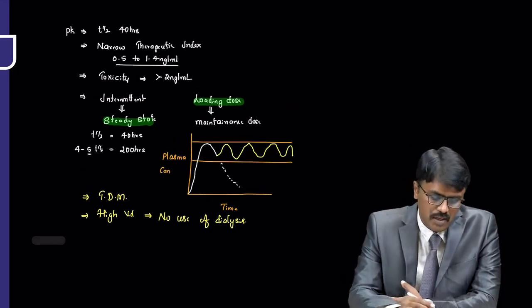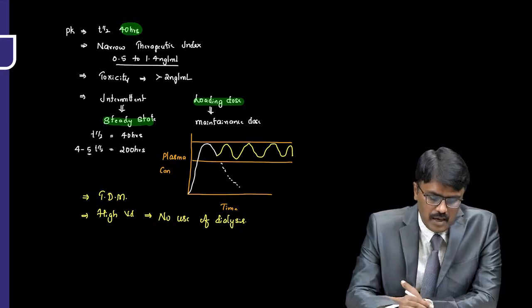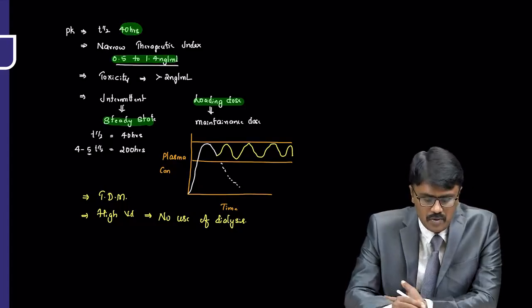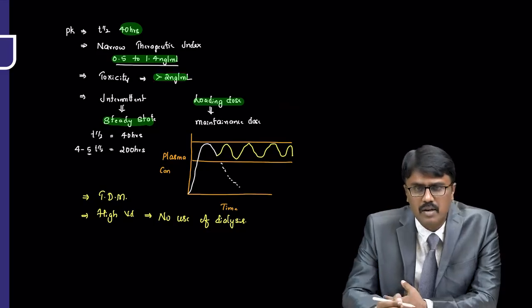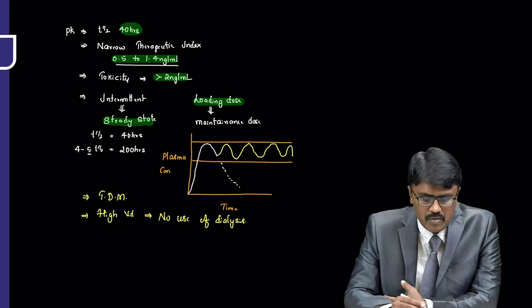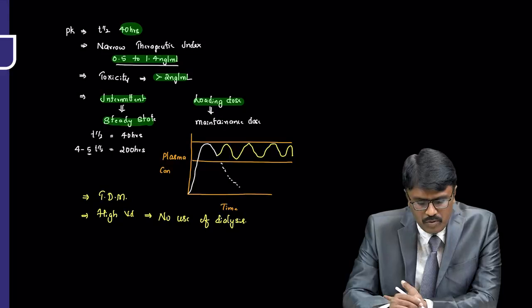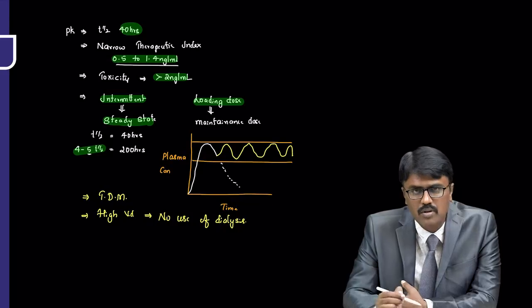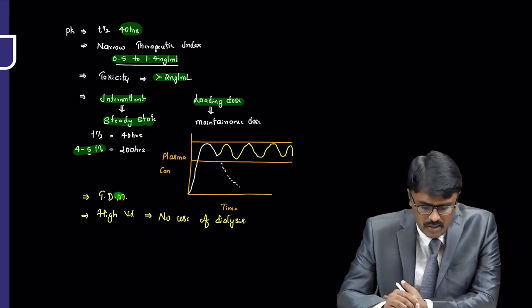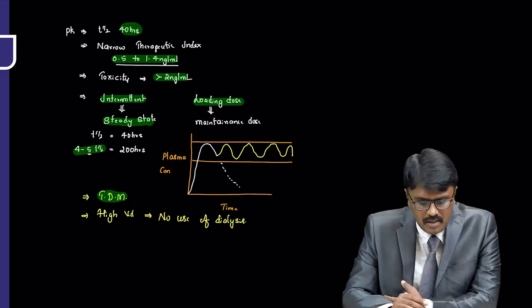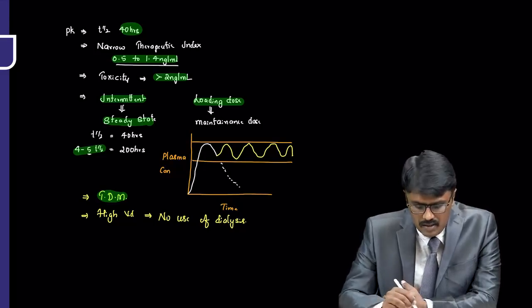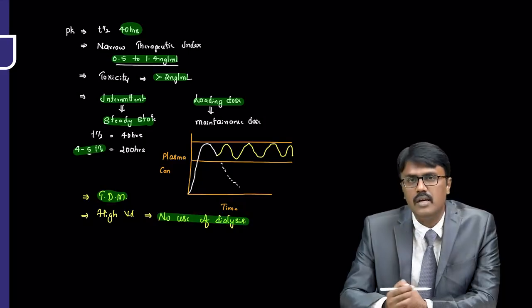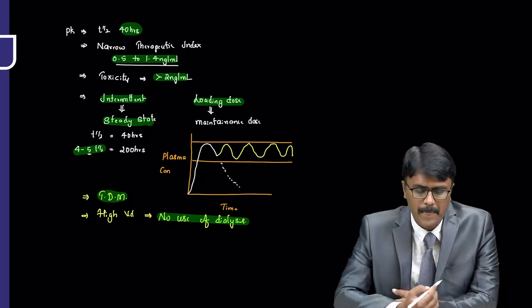It has a half-life of 40 hours and a narrow therapeutic index. Toxicity is at more than 2 nanogram per ml. If you want to achieve that 0.5 to 1.4, you can do it intermittently, taking 4 to 5 half-lives, which takes longer. But in an emergency, you can give a loading dose followed by a maintenance dose. It requires therapeutic drug monitoring. The reason is the narrow therapeutic index, and there is no use of dialysis if there is digoxin overdose.